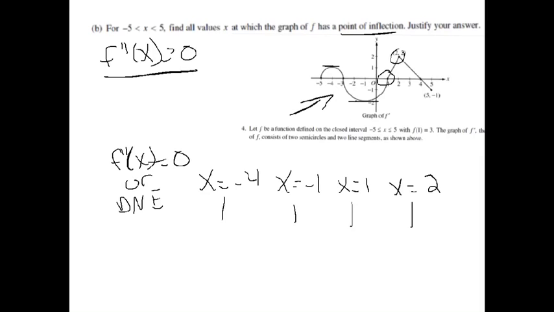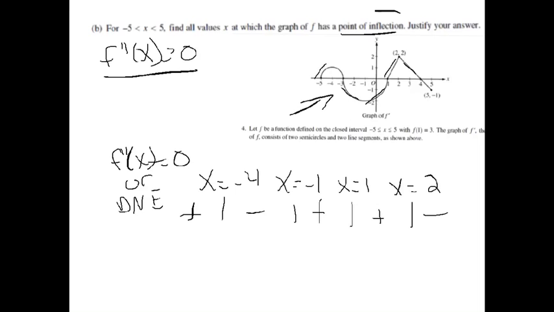Now I need to go on and fill in my sign chart. To the left of my first critical point at -4, these tangent lines are positive. You see positive slopes right there. In between -4 and -1, I have negative tangent lines. In between -1 and +1, I have positive tangent lines. Between +1 and +2, I have positive tangent lines. In between 2 and 5, I have negative tangent lines. I'm looking at the slopes of the tangent lines, kind of hard to draw, in between my critical points.